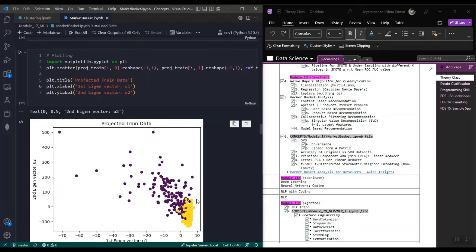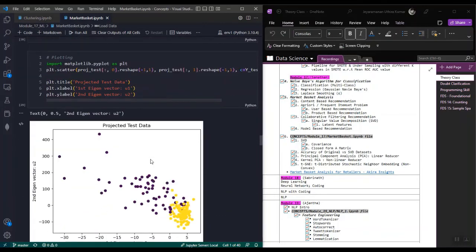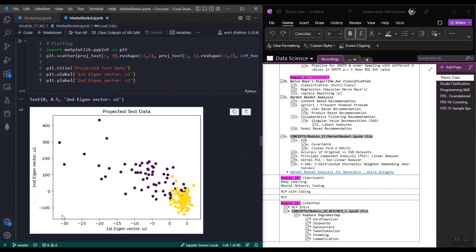As we know, we already have a supervised dataset. The same thing we can do for the test dataset: we just multiply the normalized x test times the Q matrix. The same way, we get this kind of classification, which is basically from eigenvector 1 and eigenvector 2. It is classified.